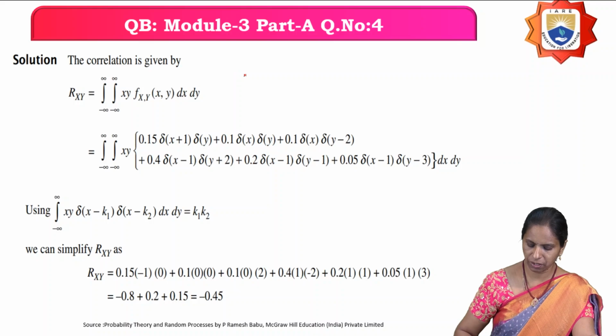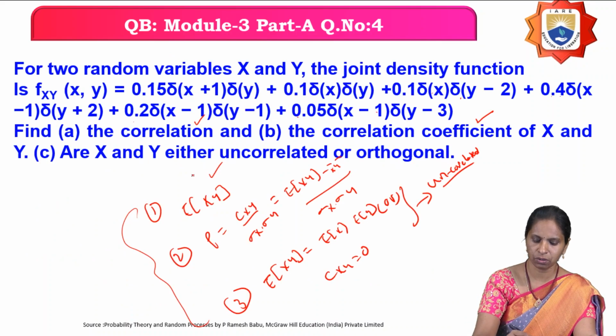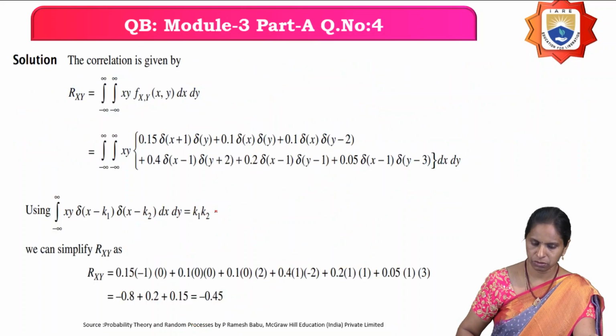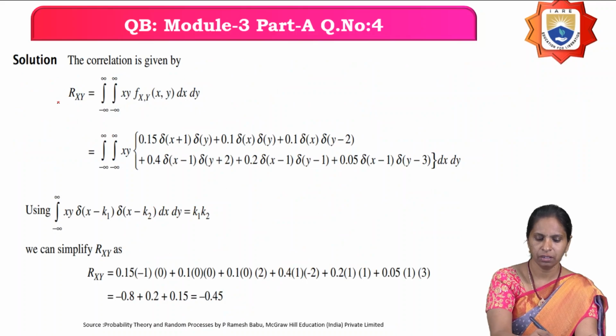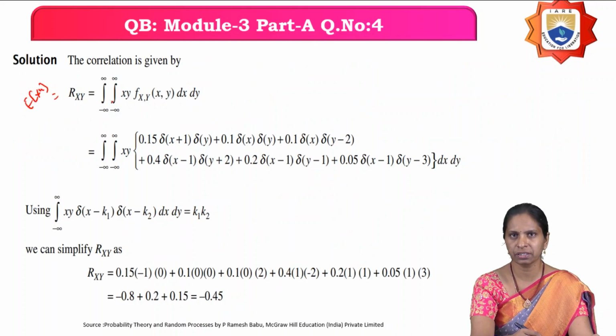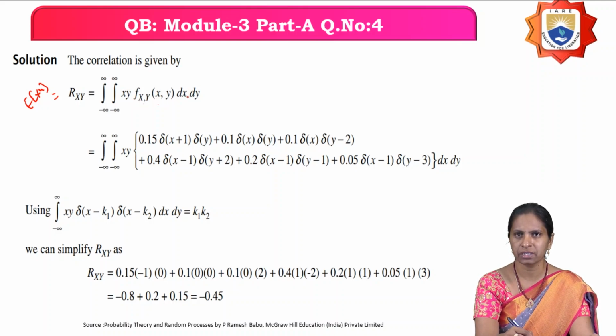What do you have to calculate? The first bit is the correlation Rxy. What is the expectation of xy? It is nothing but the correlation Rxy. The formula is the double integral from minus infinity to infinity of xy into fxy of x comma y dx dy.